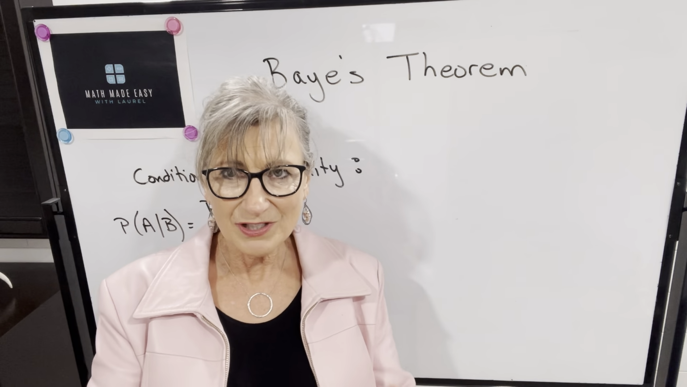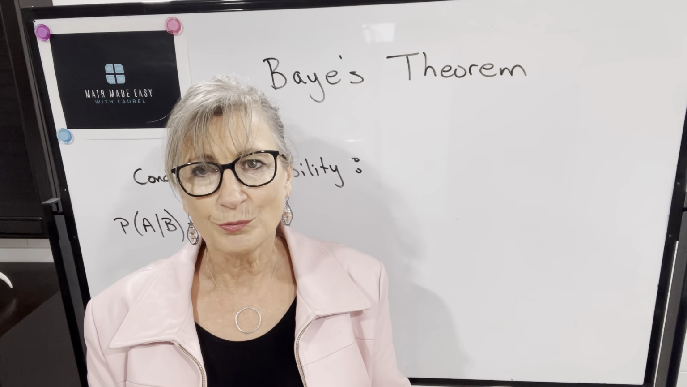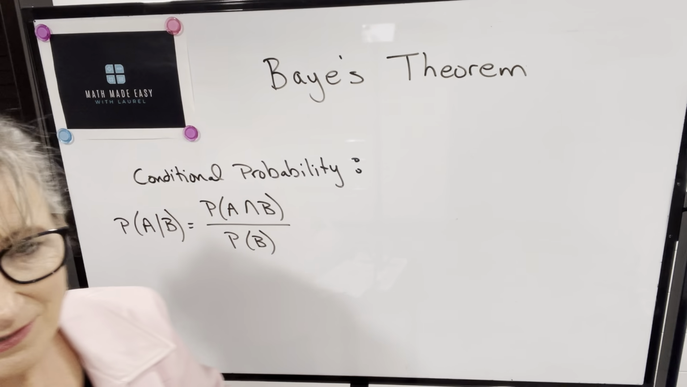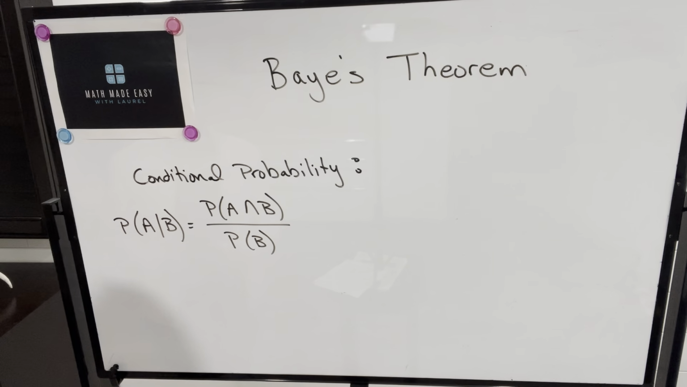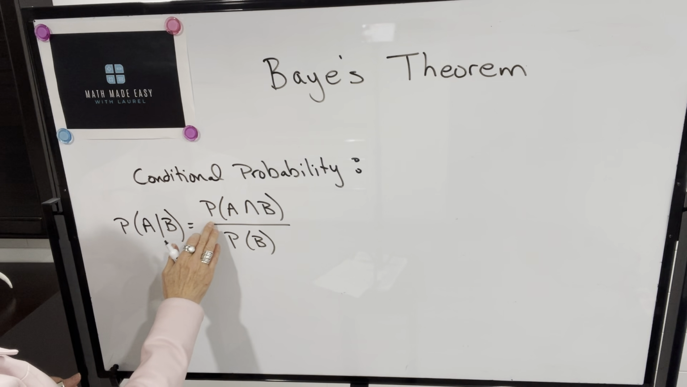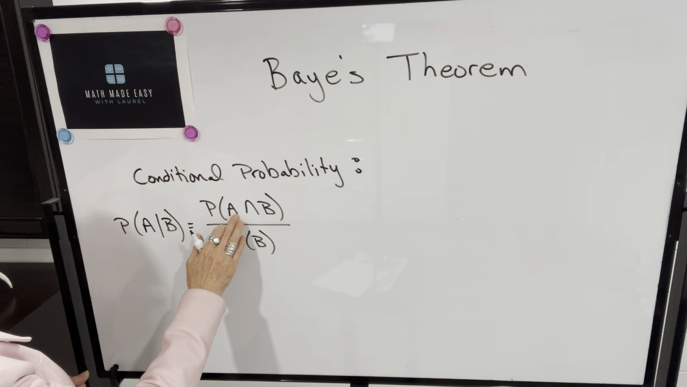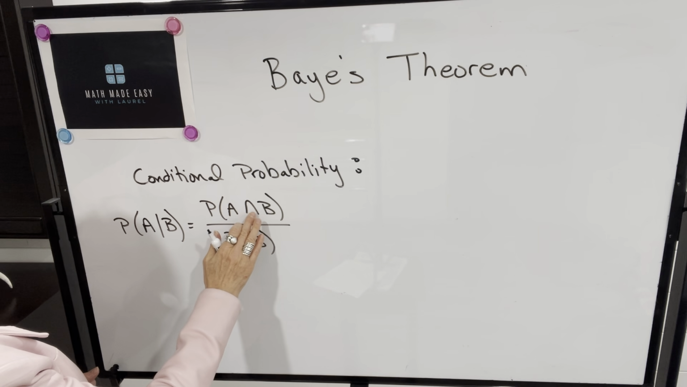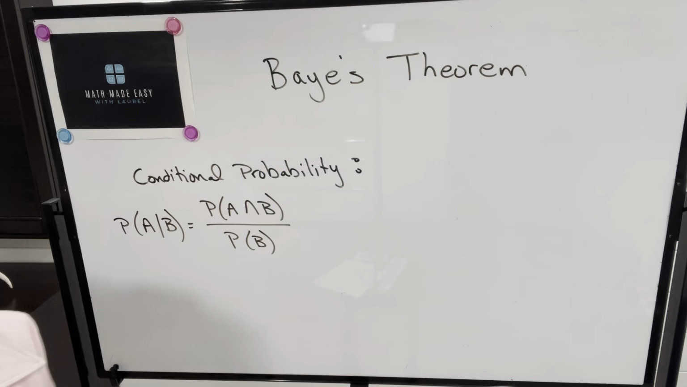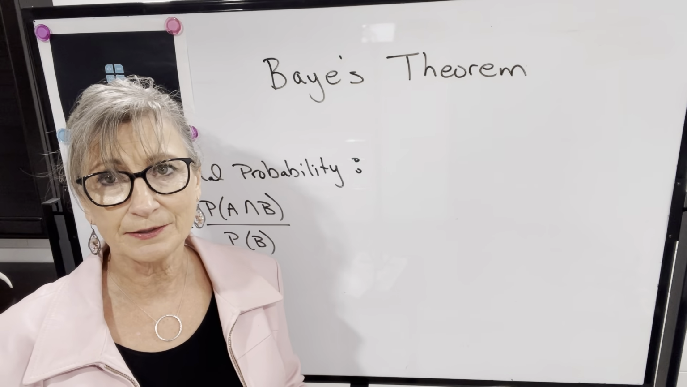In my previous video, I talked about conditional probability, so you might need to take a look at that first. But basically, conditional probability says that the probability of event A happening given B is equal to the probability of A and B, this notation means and, divided by the probability of B. And we looked at various examples of how to use that.